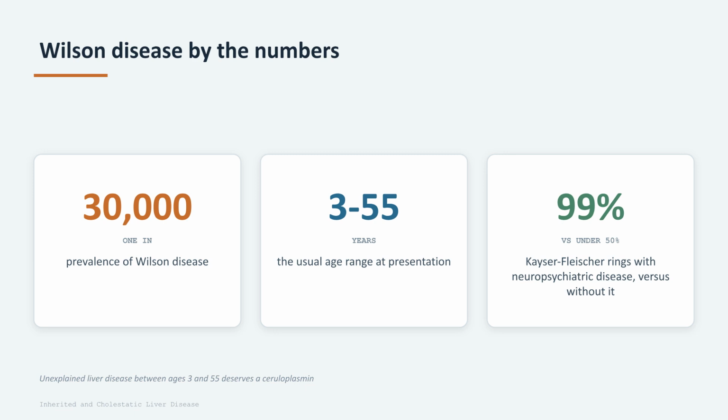3 numbers to keep. Wilson disease affects about 1 in 30,000 people. The age at presentation generally ranges from 3 to 55 years, which is why unexplained liver disease anywhere in that range deserves a ceruloplasmin. And Kayser-Fleischer rings are present in 99% of patients who have neurologic or psychiatric disease, but in fewer than half of those without it. So the absence of rings never rules Wilson out in a patient whose disease is confined to the liver. That is the mistake to avoid.